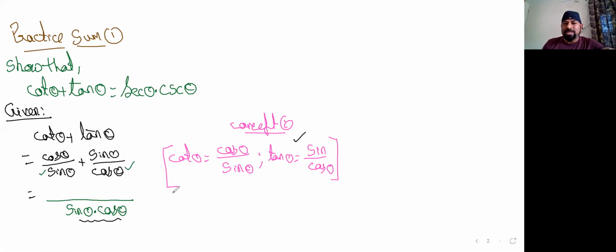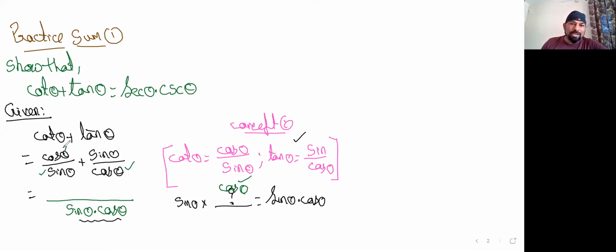So what should be multiplied to sin theta to get sin theta into cos theta? Obviously, we have to multiply cos theta. Whatever we got, you multiply it to the numerator. Now cos theta into cos theta becomes cos square theta. As we have plus, we keep plus.